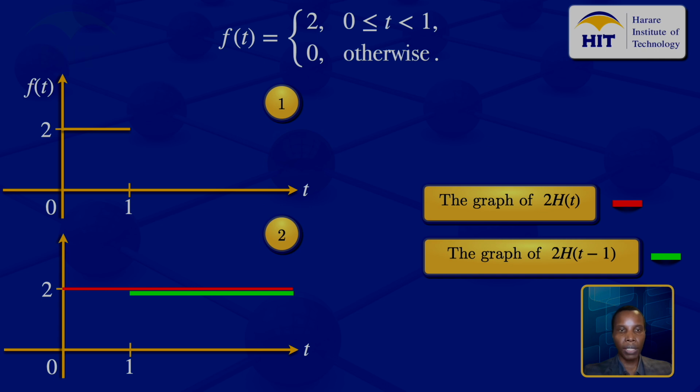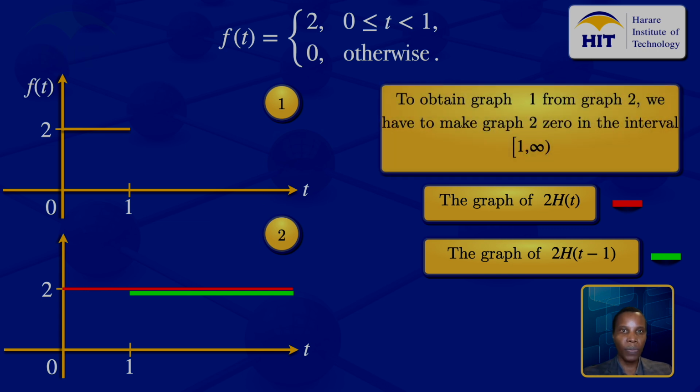So what we want is to obtain graph number 1 from graph number 2. For us to do that, we have to make the 2 zero in the interval 1 to infinity. The 2 that I'm referring to is in graph number 2, the one below there. If we make it 0 in the interval 1 to infinity, the one that I'm indicating by the braces, then it will look like graph number 1, which is the f of t that we have. So for us to have a 0 there, we have to subtract the green line from the red line.